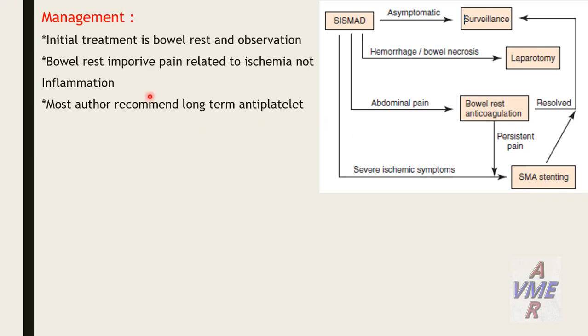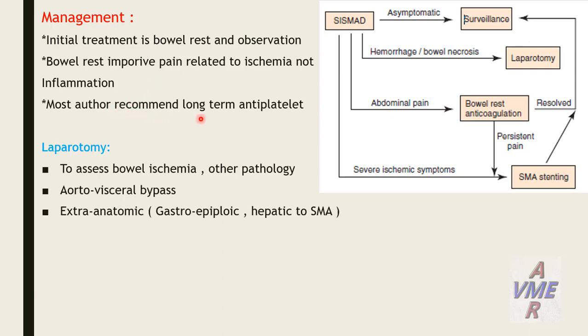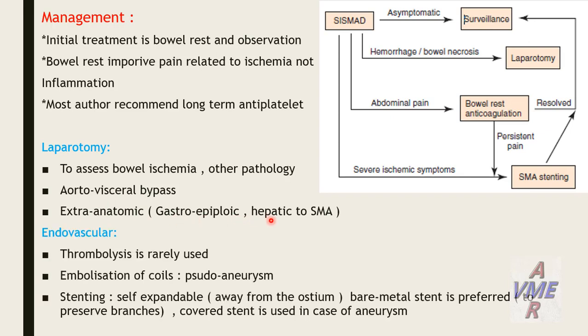For the management, initial treatment is bowel rest and observation. Bowel rest improves pain related to ischemia but not to inflammation. Most authors recommend long-term antiplatelets. Laparotomy in case of bowel necrosis and hemorrhage, to assess bowel ischemia and other pathology. Aortovisceral bypass or extra-anatomical gastroduodenal or hepatic to superior mesenteric artery bypass can be done.